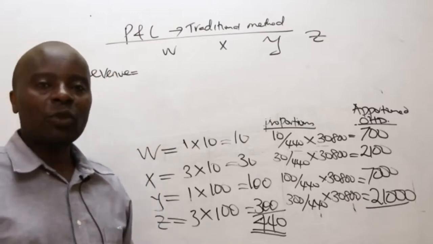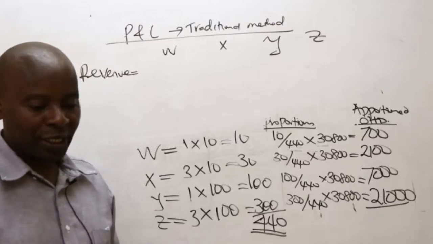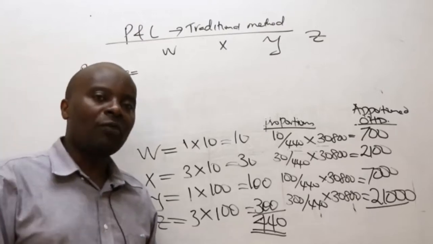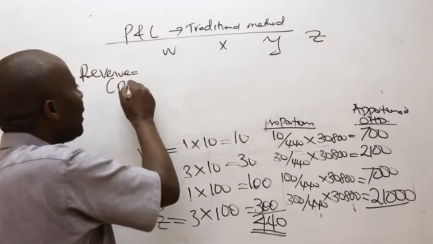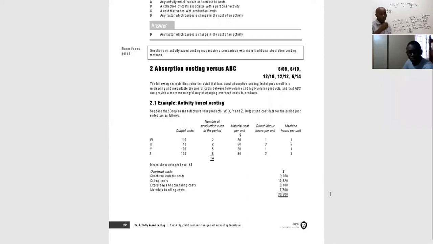If you look at the question that we have, to get revenue we normally take selling price times quantity. For product W, I'm able to see the selling price. No, the selling price has not been given. Just scroll and go to the next page, and you will see how the question was framed.